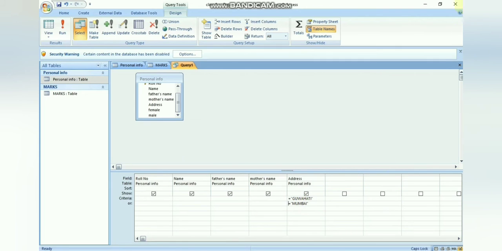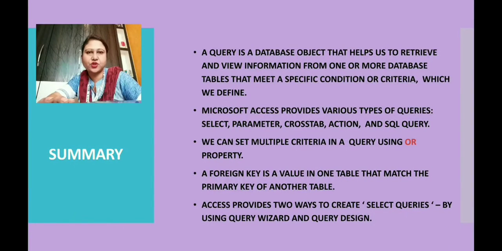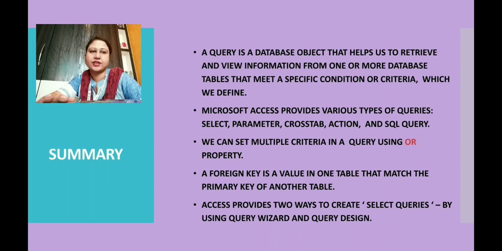Now let us summarize the different topics which we have covered in today's session. So in today's class we had recapitulated that a query is a database object which helps us to retrieve and to view information from one or more database tables, and that meets a specific condition or criteria which we define. Then we had also gathered knowledge that Microsoft Access provides us with various types of queries. First of all, the select query, parameter query, cross-tab query, action query, and lastly SQL query. And the most commonly used is the select query.